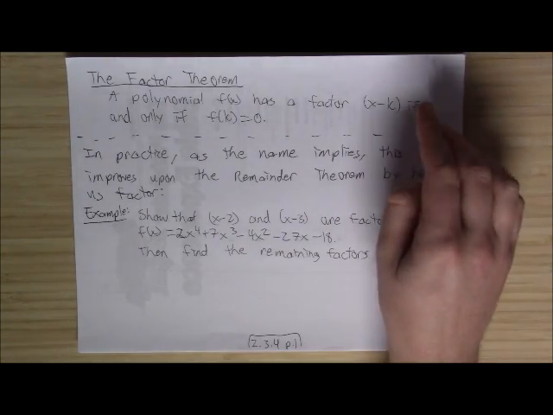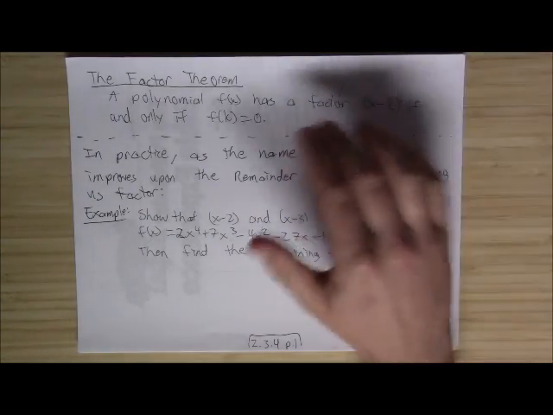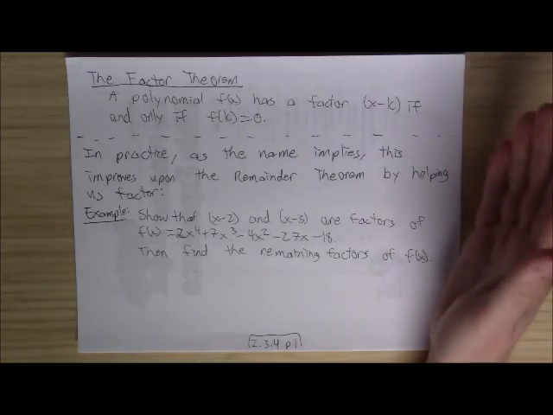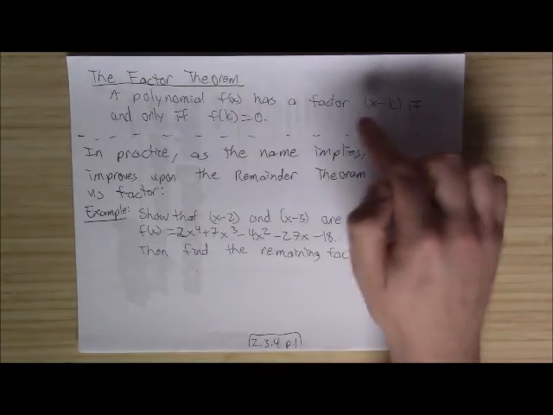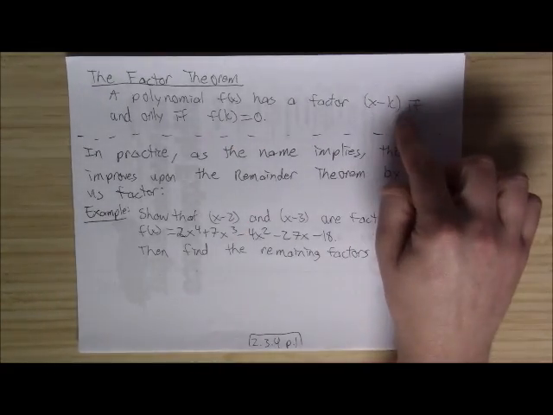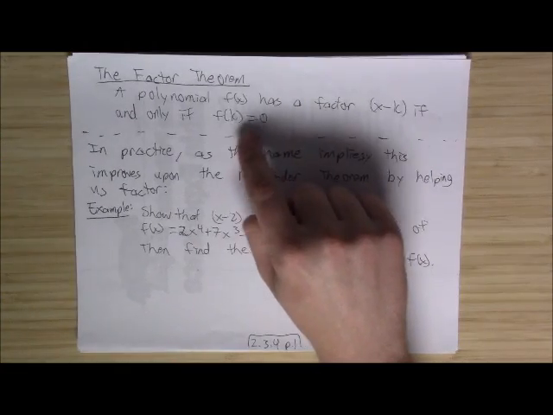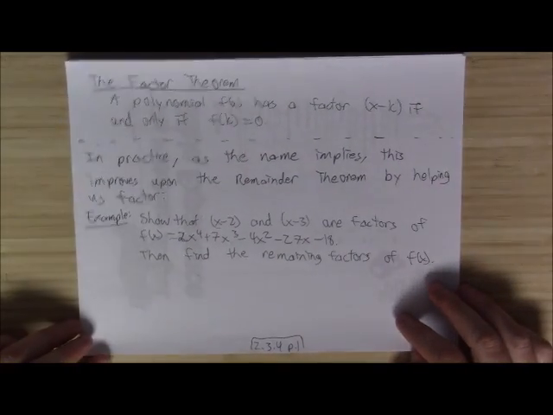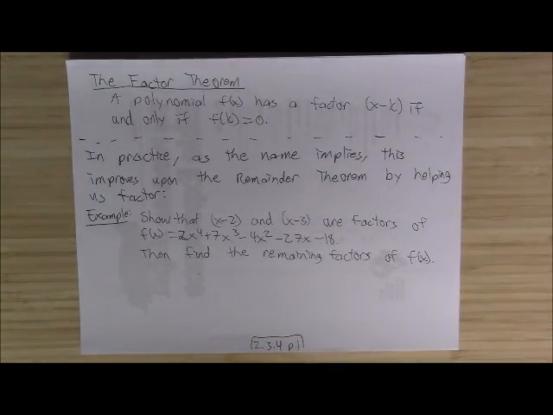into the polynomial. But if we got a remainder of 0, meaning that x minus k was a factor, that would immediately mean that f of k must be 0. Okay? As the name implies, this actually improves upon the remainder theorem by helping us factor.